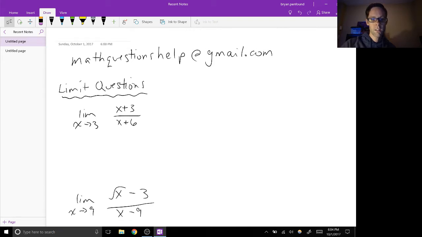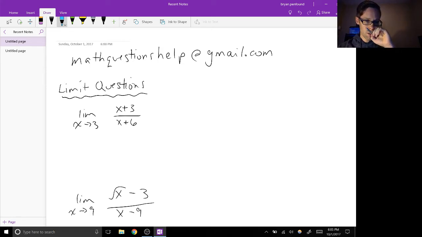Okay, so let's work on the following three limit questions. We'll start off with the limit as x approaches 3 of (x plus 3) divided by (x plus 6). So the first thing I always do when I come to a limit question is I look to see if I can do a direct substitution. That means, am I allowed to directly substitute 3 into here? Do I run into any problems when I do that?